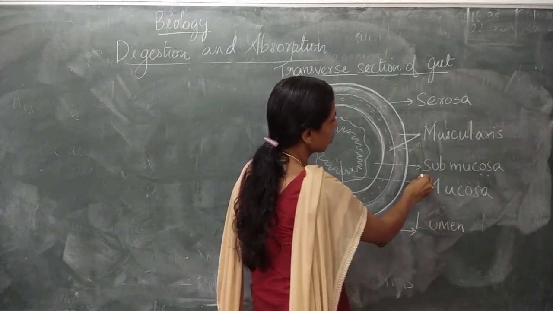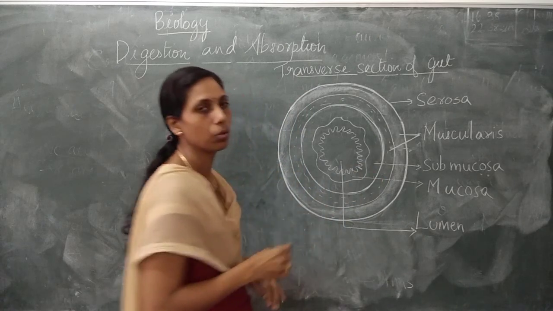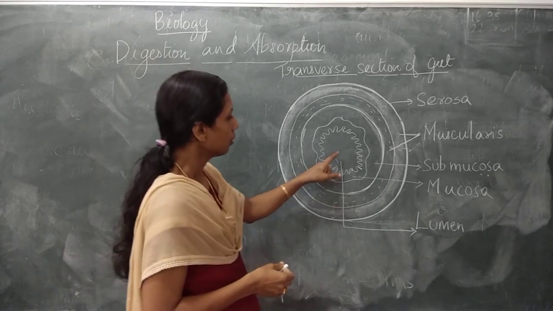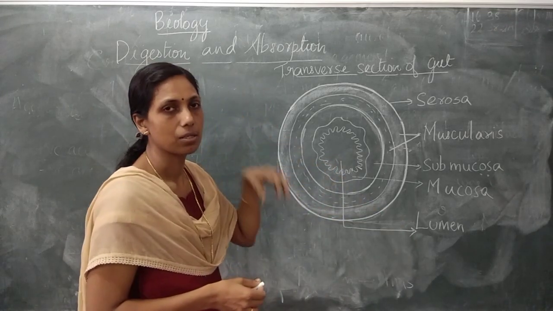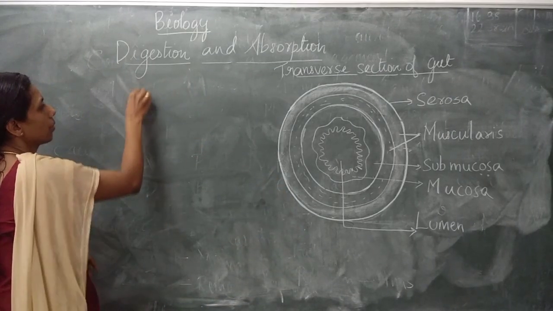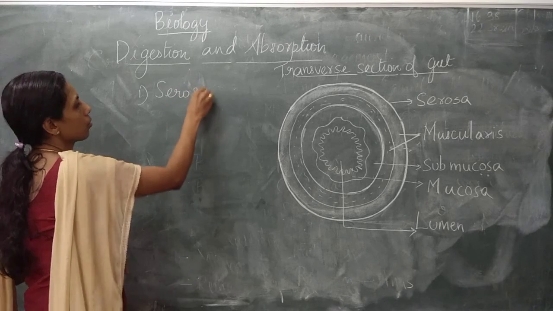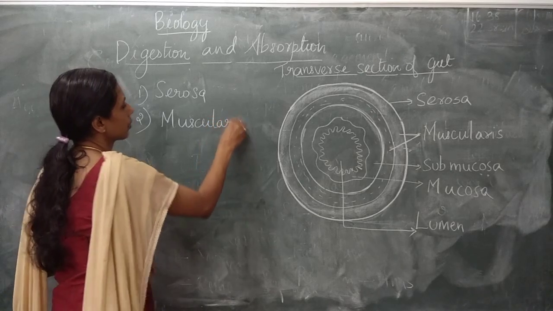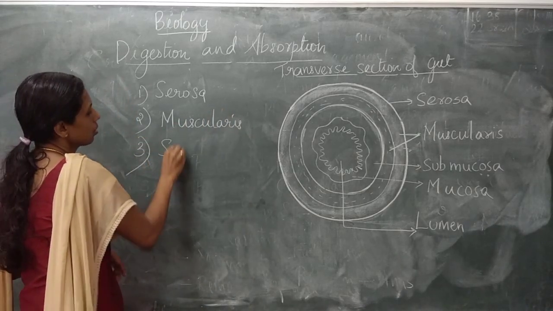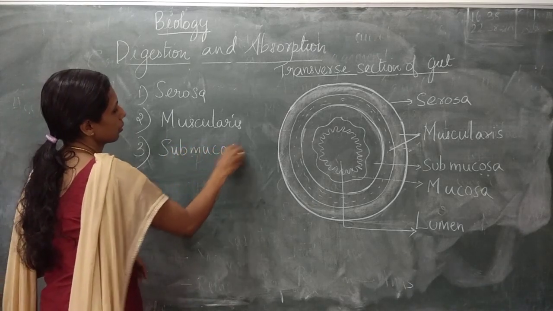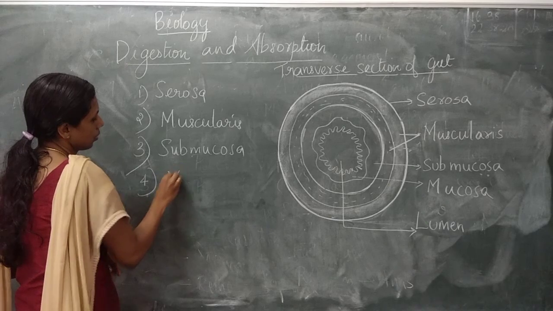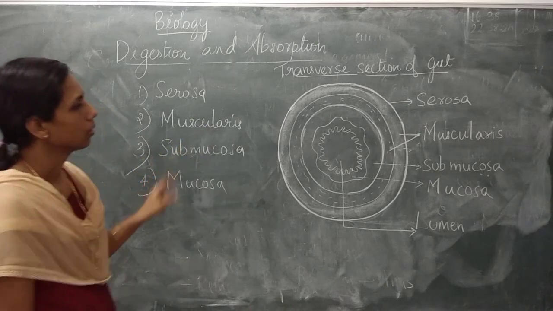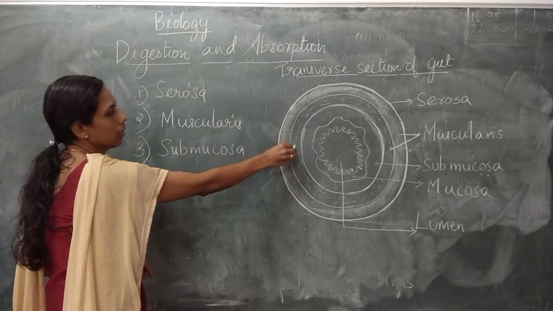Then the third layer is called the submucosa layer. You can see the submucosa layer. And the fourth layer is called the mucosa layer. And this is the lumen. Lumen is the space inside the alimentary canal. So the wall of the alimentary canal is made up of the outermost layer called serosa, second layer called muscularis, third layer called submucosa, and fourth layer called mucosa. So these are the four layers, and the muscularis again consists of the outer longitudinal muscles and inner circular muscles.